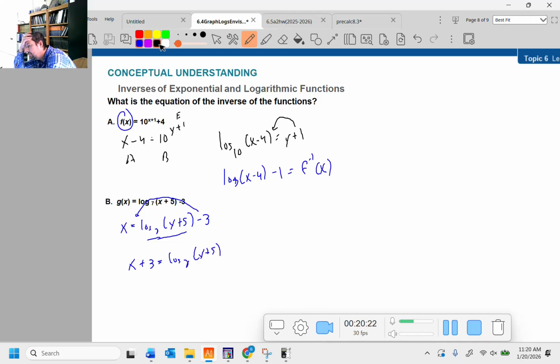We're going to identify our pieces. 7 is the base. That means that y plus 5 is her argument, which means that this is going to be my exponential material. So 7 gets raised to the x plus 3, which is going to equal y plus 5. We're going to subtract 5 from both sides. Don't think 7 minus 5. It's 7 to the x plus 3 minus 5. Don't be that kid. And that's my inverse.